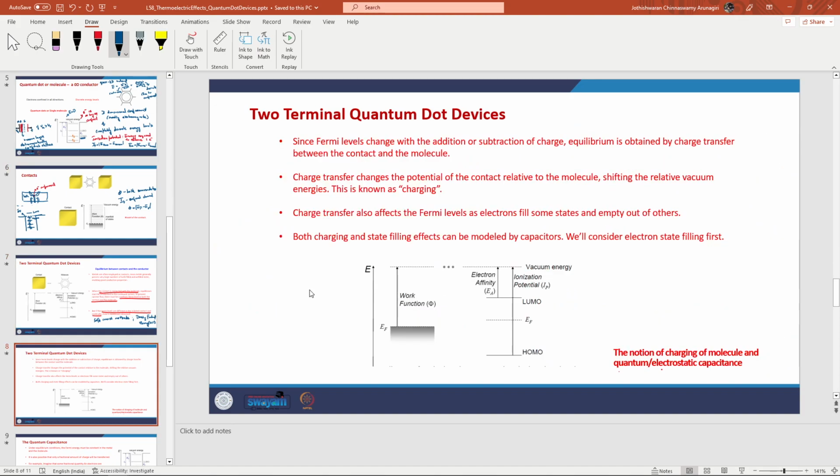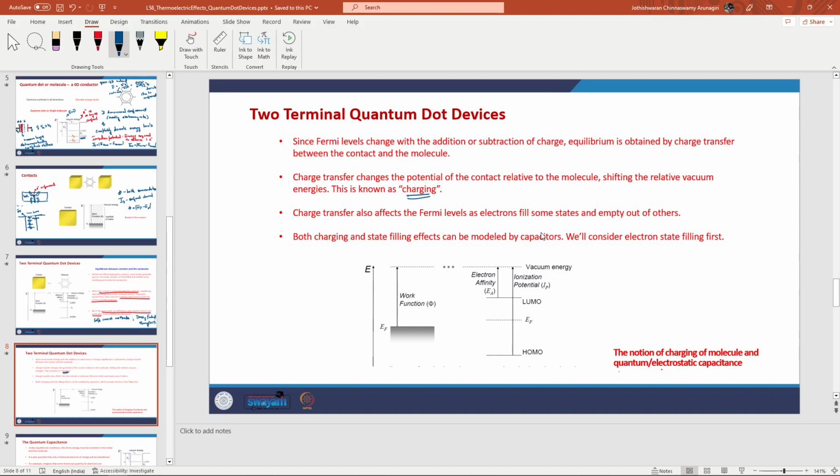Therefore, initially when the equilibrium is achieved, there is a kind of charge transfer. Either the charge in the quantum dot increases or decreases. This process, the charge transfer process, is referred to as charging. So when equilibrium occurs, the quantum dot is charged. And of course, because of that, the Fermi levels are shifted here and there because there is some charge transfer happening. And all of these effects can be represented by capacitors. So this is the most important part.